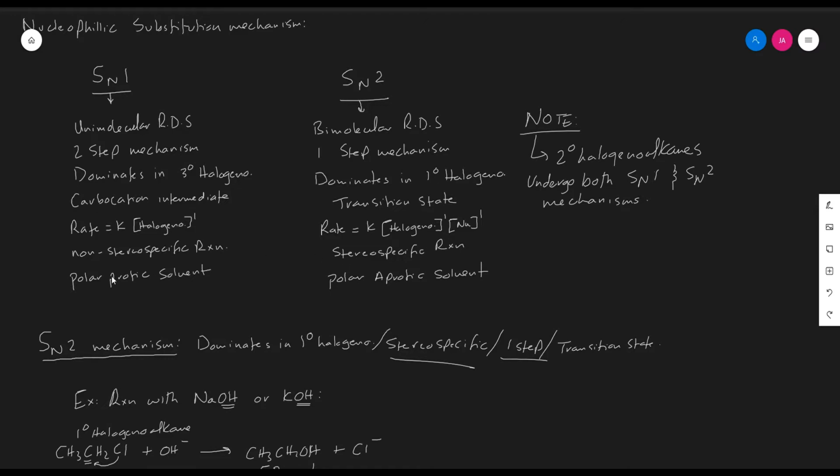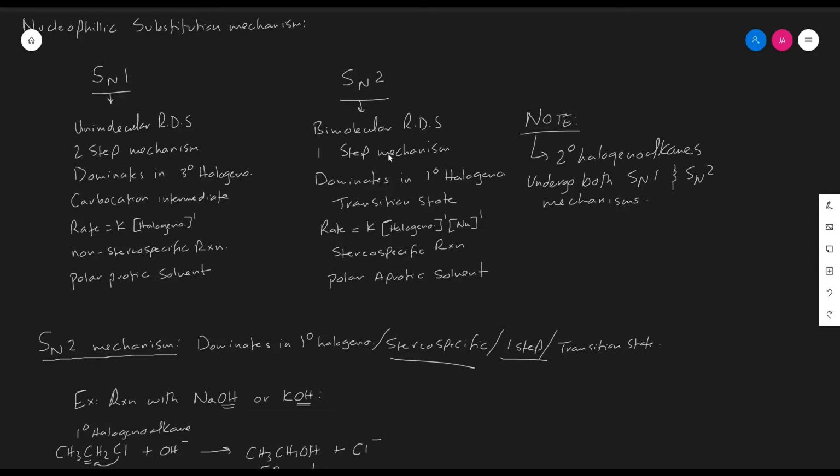For these mechanisms, when it's a non-stereospecific reaction, the mechanism does not need to be drawn in 3D or using stereochemical formulas. While if it's a stereospecific reaction, the mechanism must be drawn in 3D using stereochemical formulas. Polar protic solvents are used for SN1 mechanisms, while polar aprotic solvents are used for SN2 mechanisms, which I will also be discussing in part 4 of this series.